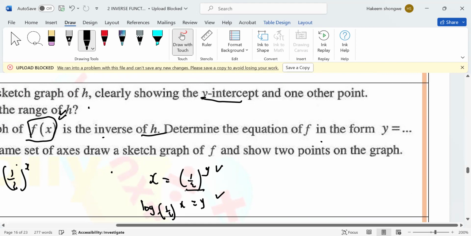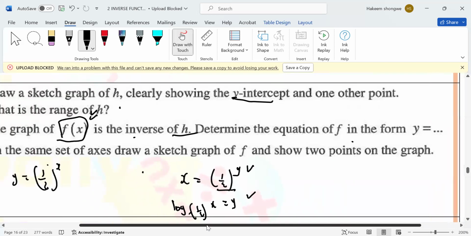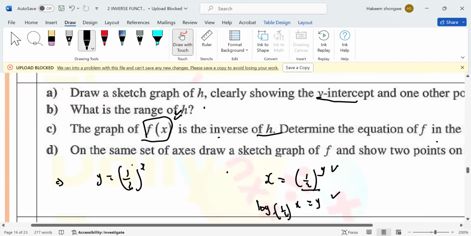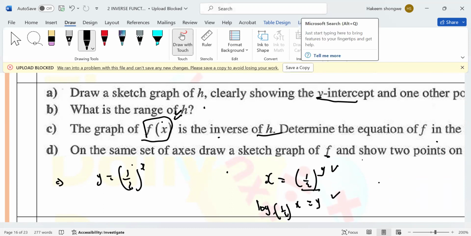Okay, last but not least, it's number D. They say on the same set of axes, sketch the graph of f inverse. Agree, this is f of x. So they say we should draw this graph. How do you get an inverse? Whatever is x is going to become what? y. Whatever is y is going to become what? x. So you already have these values here.